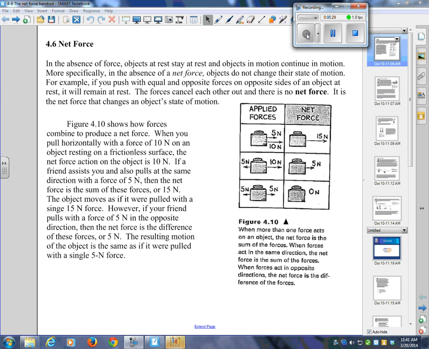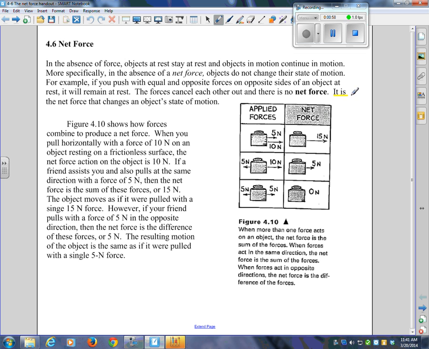In the absence of force, objects at rest stay at rest, and objects in motion continue in motion. More specifically, in the absence of a net force, objects do not change their state of motion. For example, if you push with equal and opposite forces on opposite sides of an object at rest, it will remain at rest. The forces cancel each other out, and there is no net force. It's the net force that changes an object's state of motion. That's kind of important right there, right? It's the net force that changes an object's state of motion.